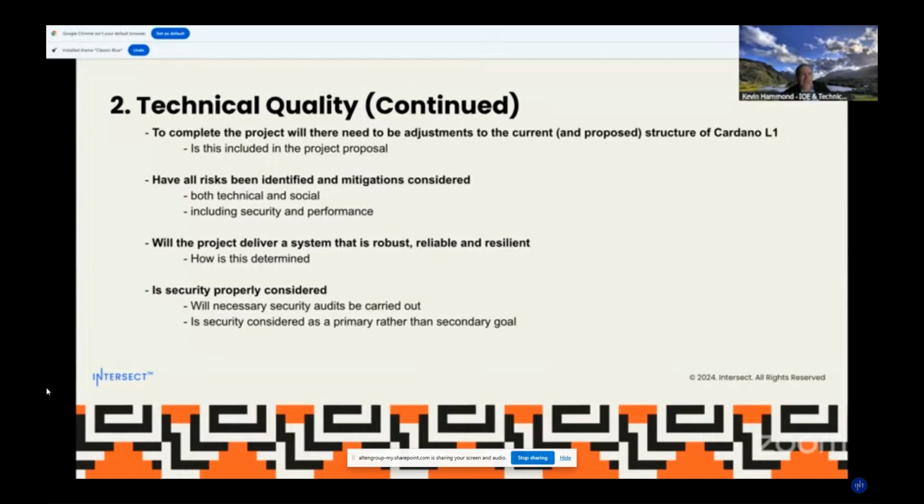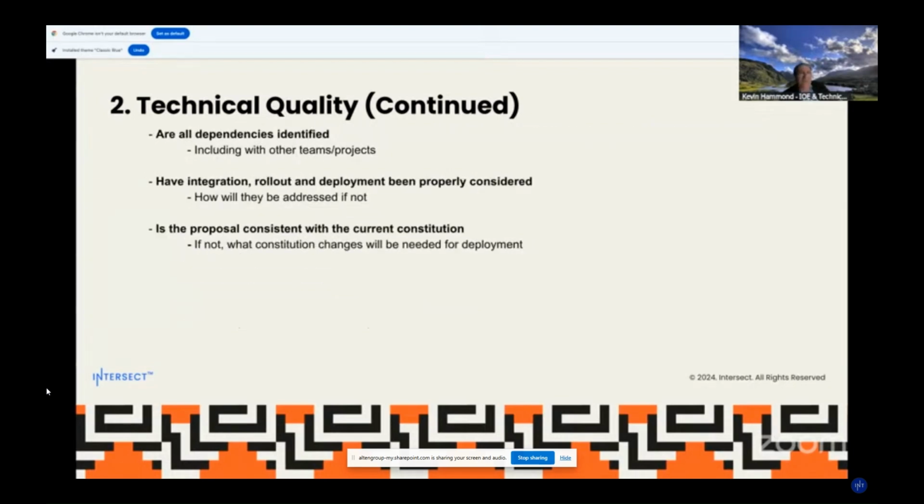And how is that determined? Is security properly considered? Will necessary security audits be carried out? And is security primary or just secondary? If the goal is to do development without considering upfront security goals, what you'll have at the end of the day is something which is potentially insecure, not deployable. So you can't have security as a second-class citizen, of course.